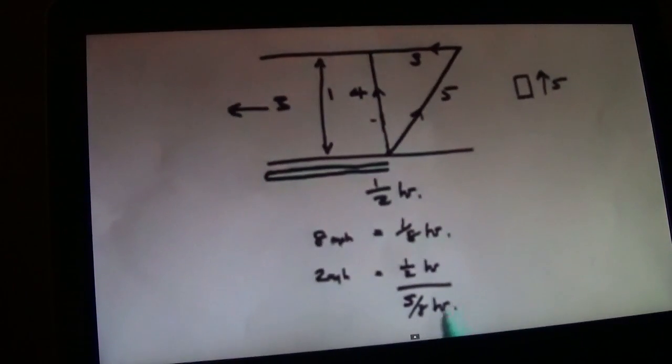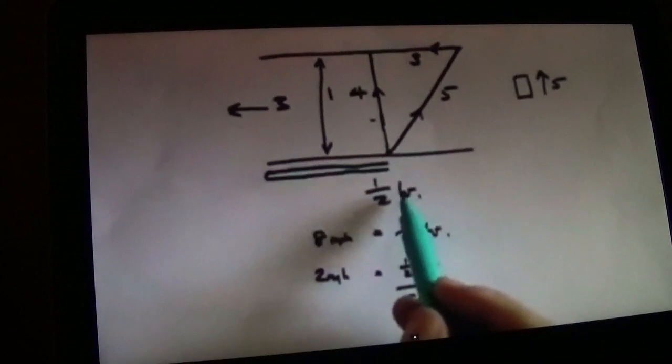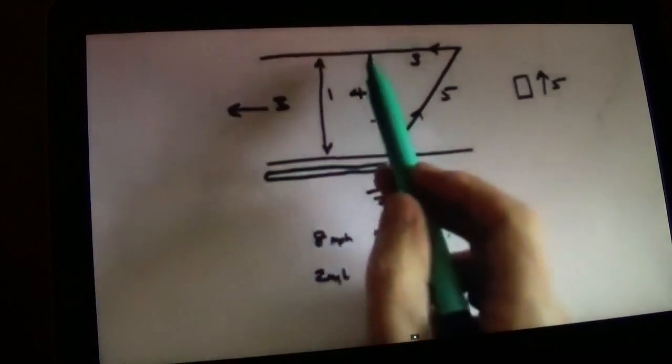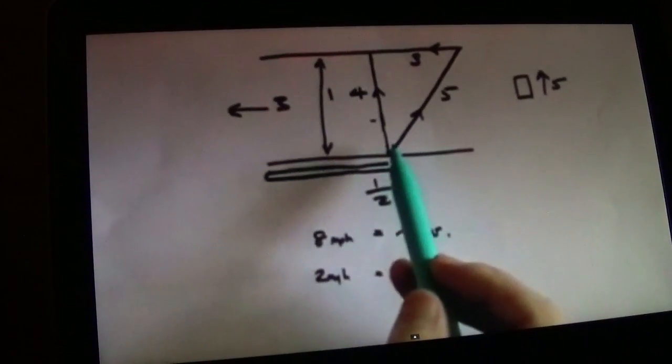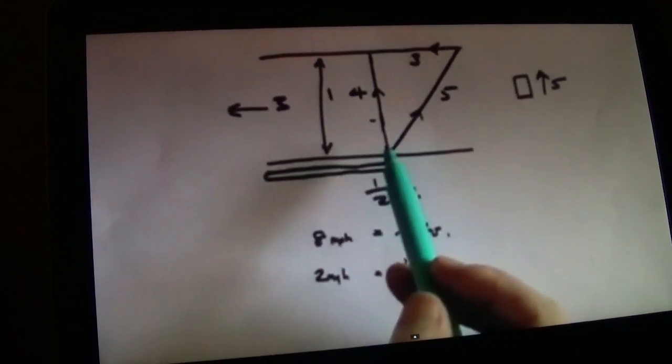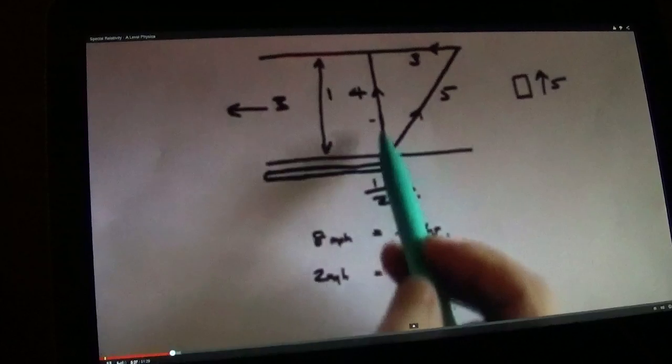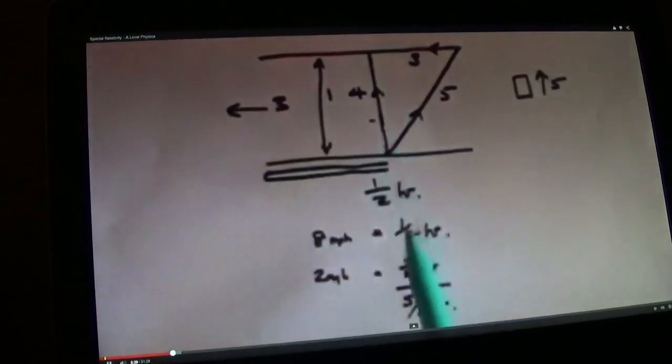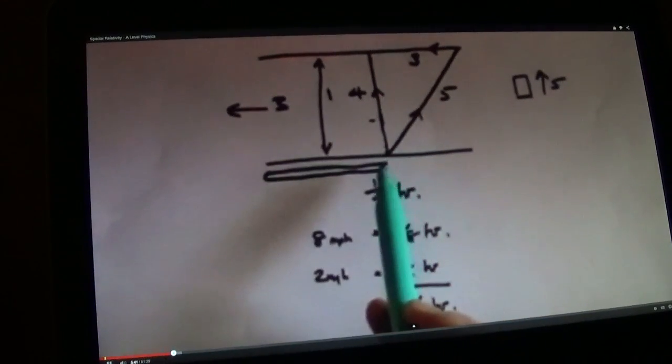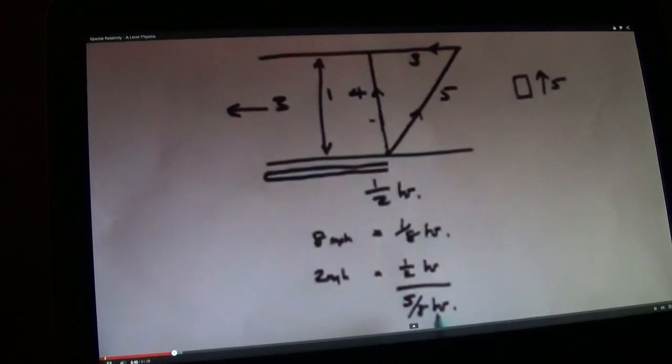And the critical thing is that that is different from the half an hour it took to row across the river and back. So in other words, even though in still water the rower travels at 5 miles an hour, when he's going across the river and back it takes half an hour, but when he goes the same distance downstream and back it takes 5/8 of an hour. And that is still Newtonian physics. So, Newtonian physics so far.